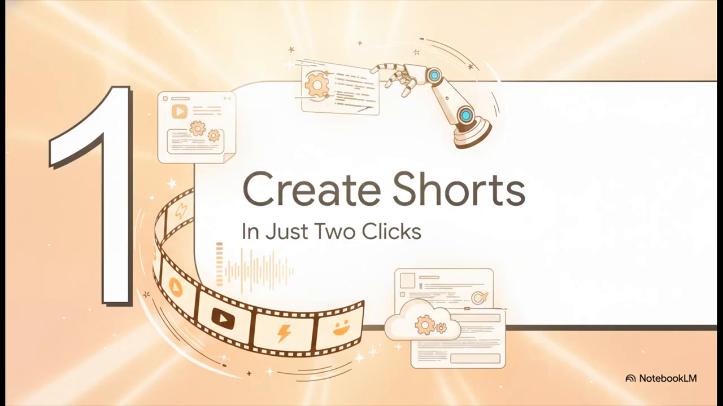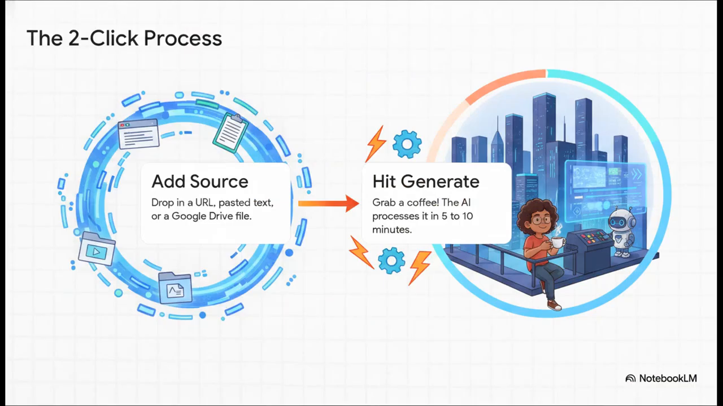All right, let's jump straight into section 1, creating shorts in 2 clicks. The entire workflow is literally just 2 steps. For step 1, you just feed the system a source. That could be a public link, copied text, or even a file straight from your Google Drive. Then, step 2, you just hit generate. Honestly, that's it. It takes about 5 to 10 minutes to process behind the scenes, so you can literally just step away, grab a coffee, and let the machine do its thing.